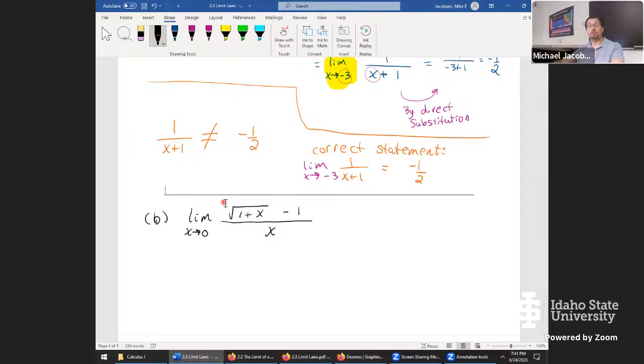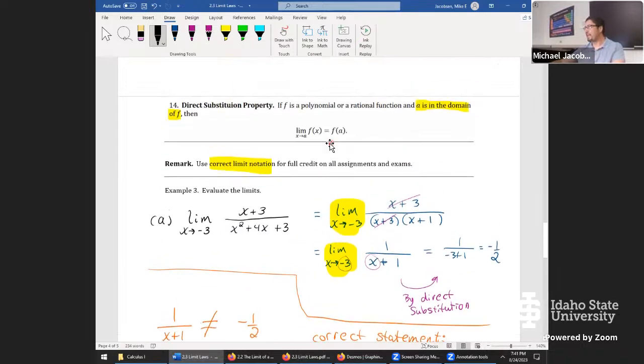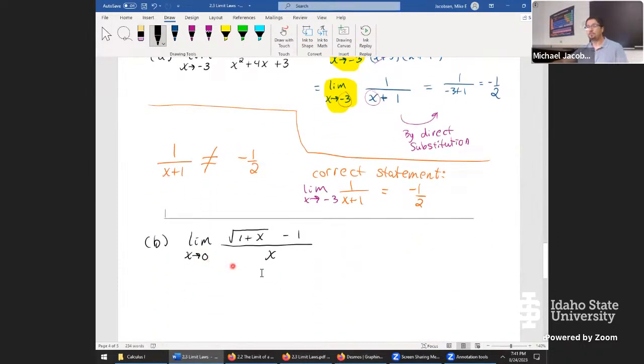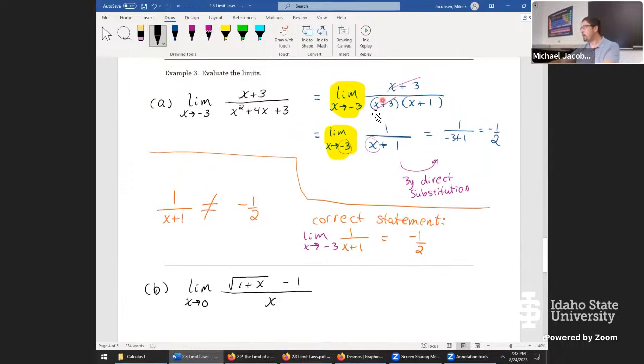And if we even try to use direct substitution, which we really can't as it stands, it's not a polynomial or rational, but if you tried, you can't plug x equals 0 there. You've immediately divided by 0 right at that stage. So we have to do something to this. We need to have a cancellation happen like we see here, so that we can eventually use direct substitution.